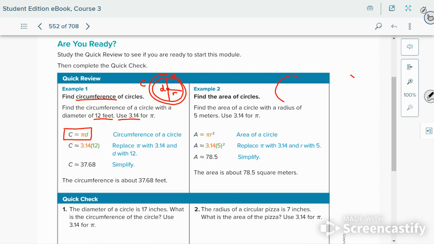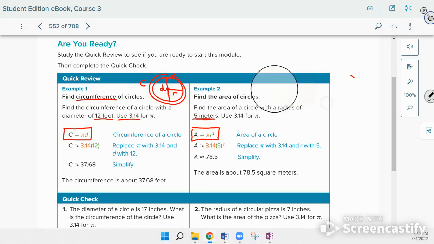All right, and then area. The number area is the number of square units that fit inside a circle. They're typically hard to count inside a circle, so we use a formula, and this is our formula right here. So we find area by doing pi times r squared. Since it says the radius is 5, we're going to replace r with 5, square it, and multiply it by 3.14. Now, try these two quick checks, see if you can get the answer.